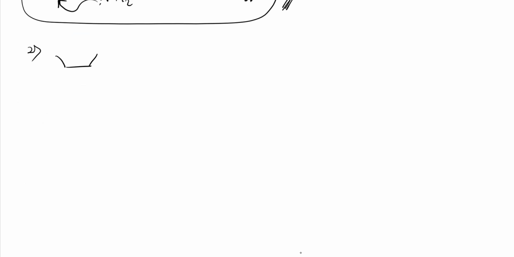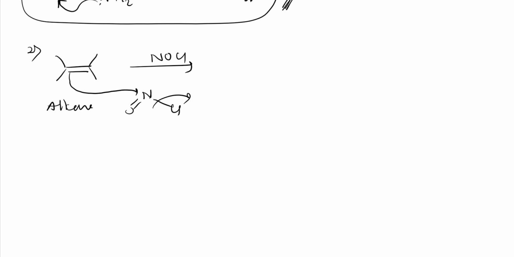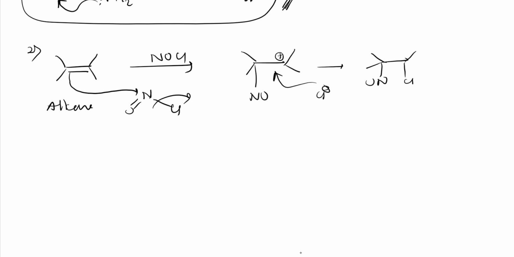Here you can take a simple alkene. To this I will add NOCl. The structure of NOCl you should know. As soon as it attacks, chlorine leaves the system. So it will be like this: NO will be here and a plus charge will be there, and Cl minus will be there. That will combine here and form this compound, with NO and here Cl, other things as it is.